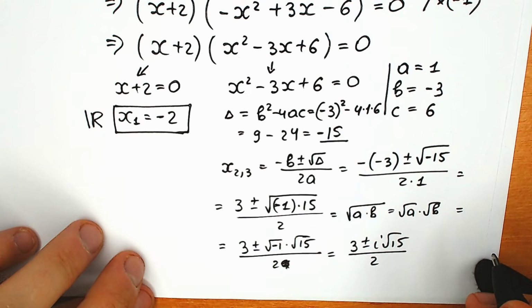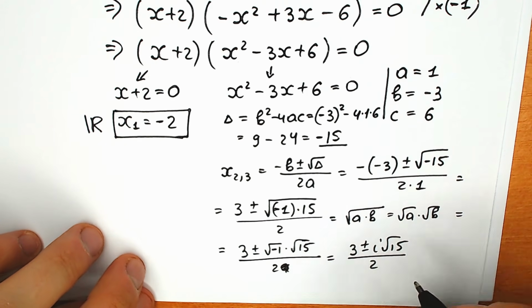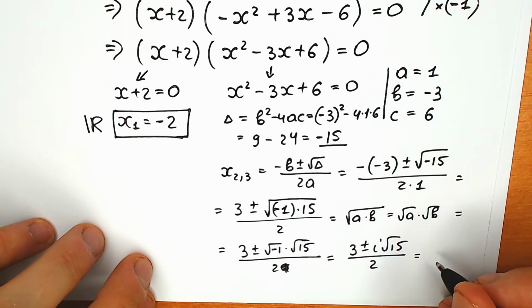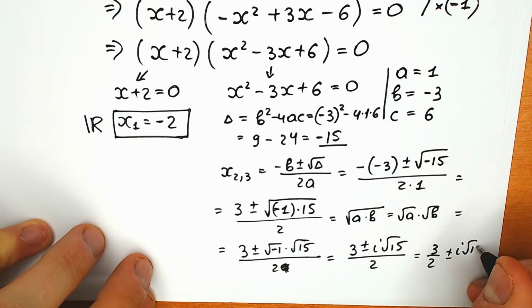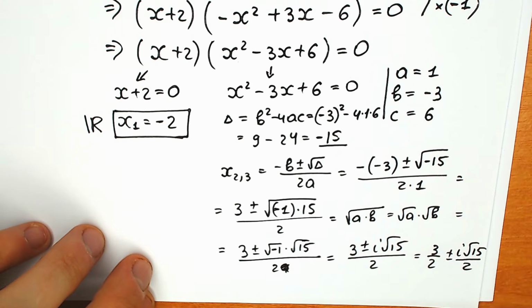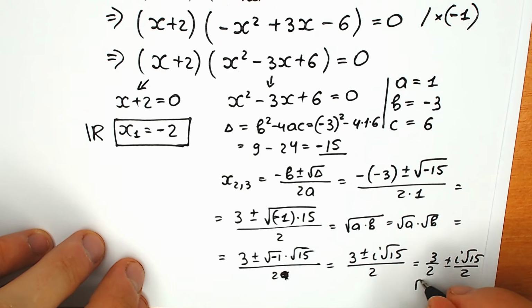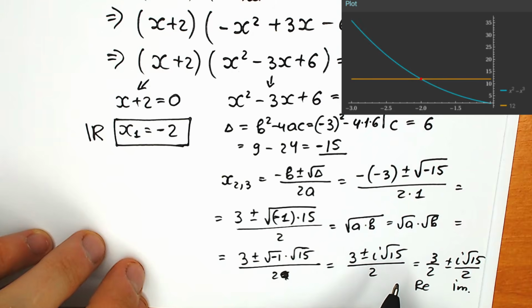And a lot of students prefer dividing this numerator by 2 just to split it into a real part and an imaginary part. Of course, we can easily write it as 3/2 plus minus i square root of 15 over 2. This is up to you. How do you prefer solving this question? This is our real part right here, and this is our imaginary part. This is our x second and x third.